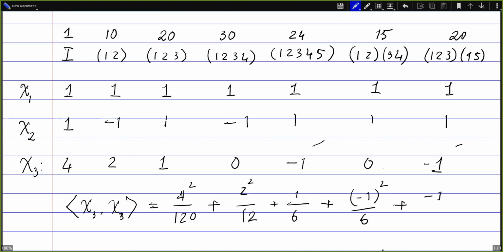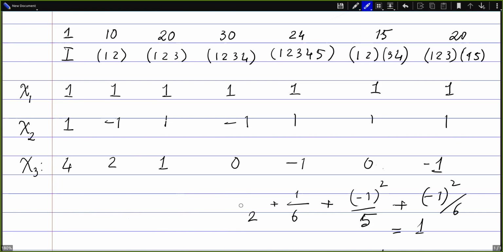So for this it will be (6 minus 1) square by 5, and there it will be (6 minus 1) square by 6. So if you make the computation, it turns out to be 1. So thus chi3 is an irreducible character of S5. Okay, once that is clear, we have seen that chi3 is an irreducible character.